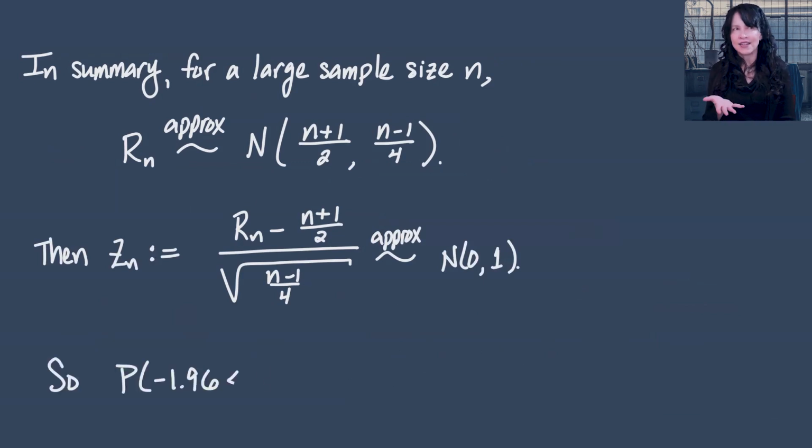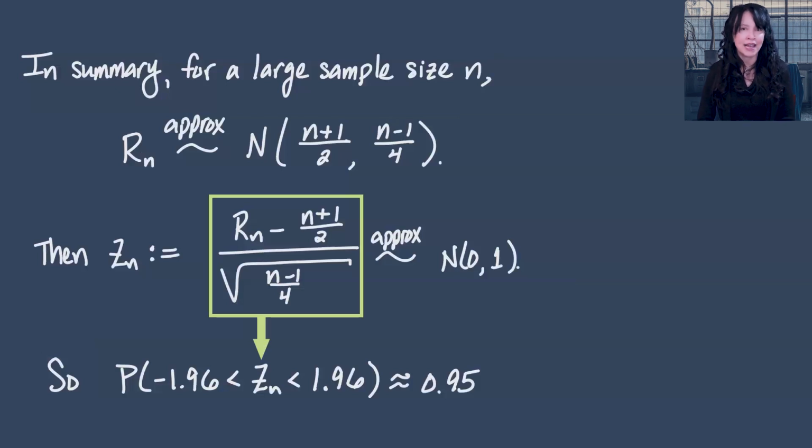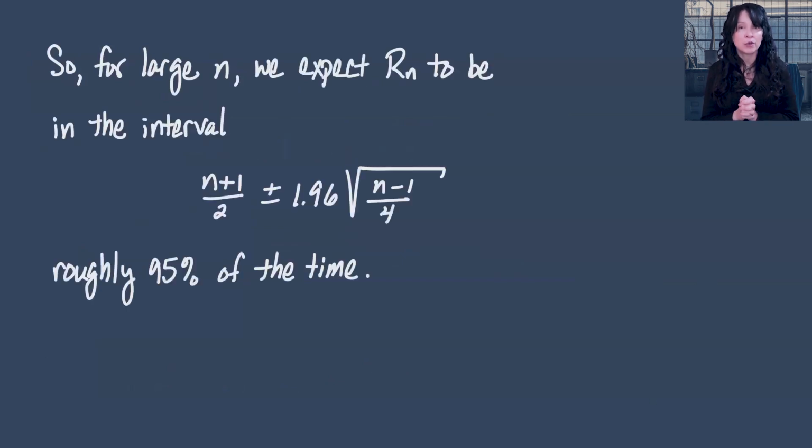I'm going to say that Z sub n is between negative 1.96 and positive 1.96 with approximate probability 0.95 because Z sub n is not exactly a standard normal. And I'm going to plug in my expression for Z sub n here. And then I'm going to try to isolate my R sub n in this inequality. In the end, we end up with, for large n, we expect that R sub n, the number of runs above or below the mean, to be in the interval n plus 1 over 2 plus or minus 1.96 times the square root of n minus 1 over 4, roughly 95% of the time.